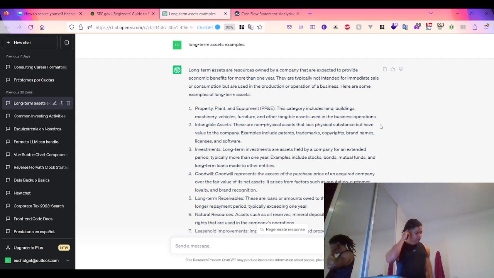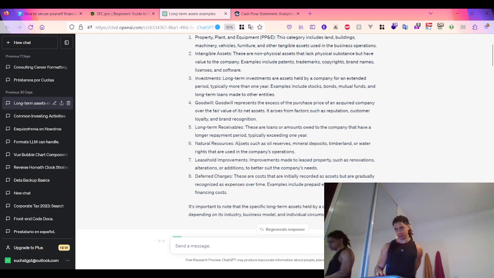Okay. So when I look now at the second part of the cash flow statement, the investing activities, which generally involves the purchase of long-term assets, such as property, plant or equipment, intangible assets, investments, leasehold improvements. So when you improve a leasehold property, and goodwill, that is something involved in the intangible assets.